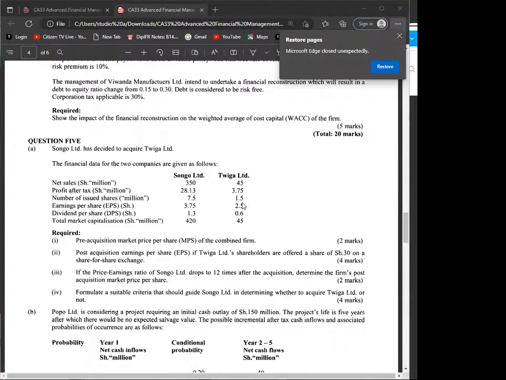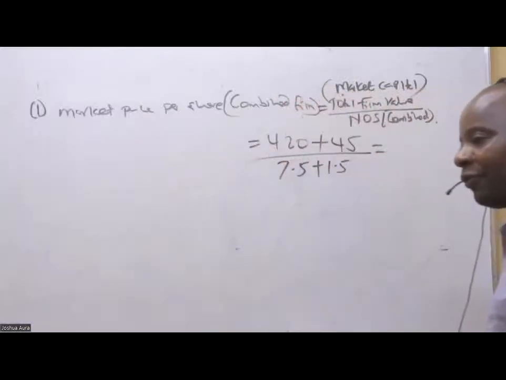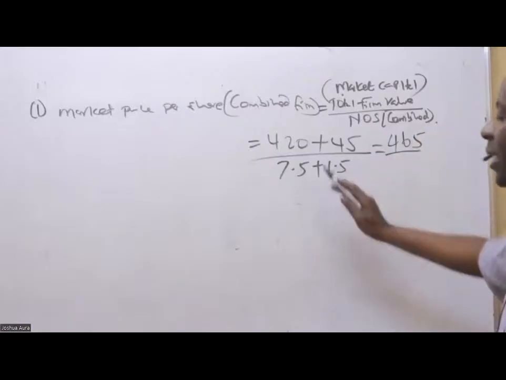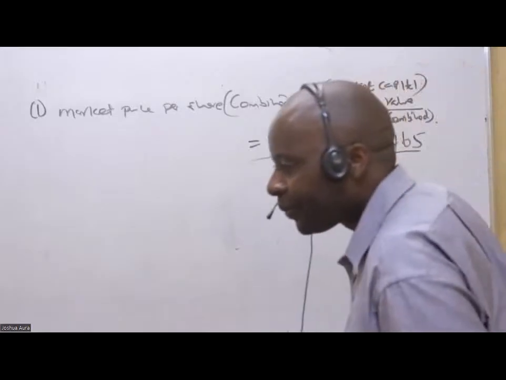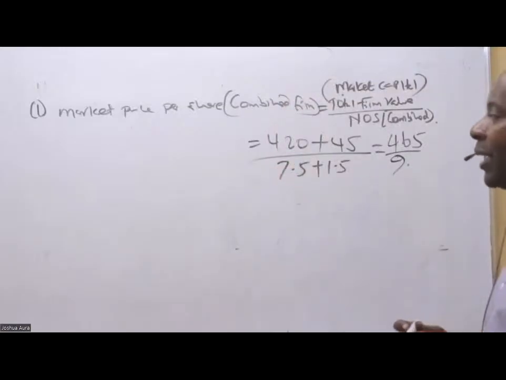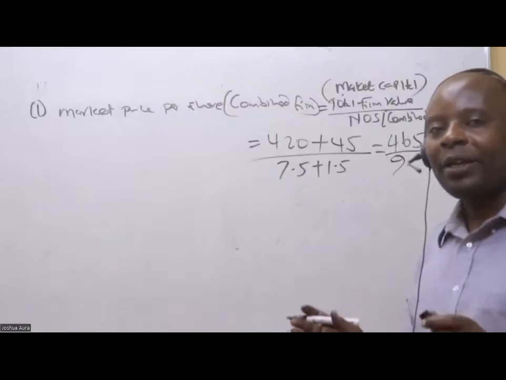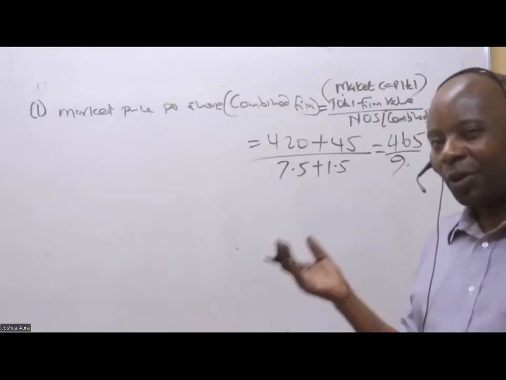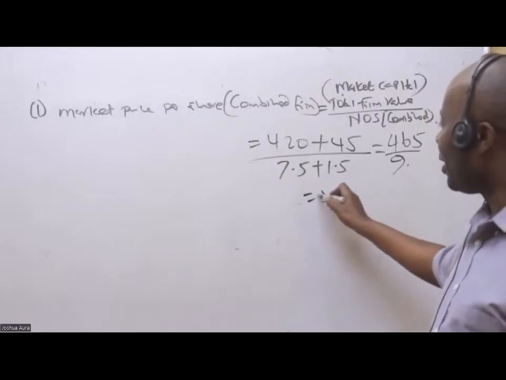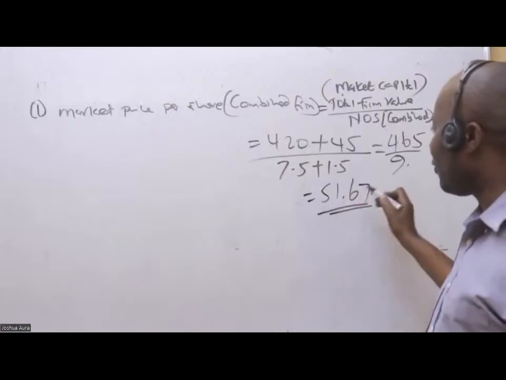Could you kindly give me the numerator here? The numerator for 420 plus 45. This gives me 465. 465 divided by this plus this gives me how much? 9. So in this case here, what is this market price per share? Combined firm pre-acquisition. The theoretical. I'm being given 51.67 like that.